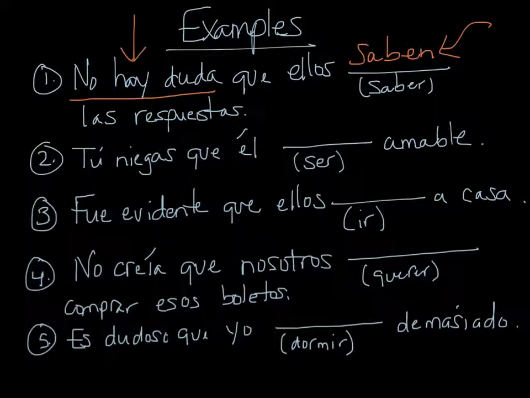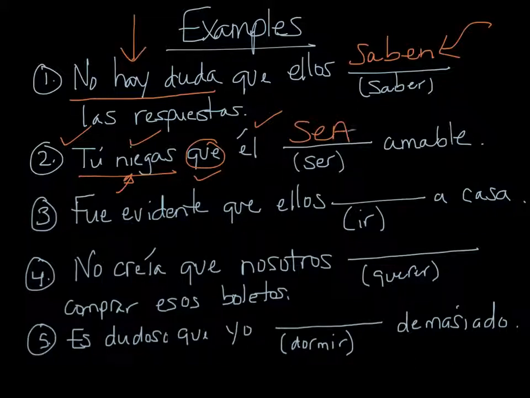Number 2. Tú niegas que el ser amable. Do I have a subjunctive setup? Yes, I have a denial. Do we have a que? Yes, we do. Do we have 2 different subjects? Yes and yes. What tense is this in? This is in present, so you want to use present subjunctive. Sea. You deny that he is nice.